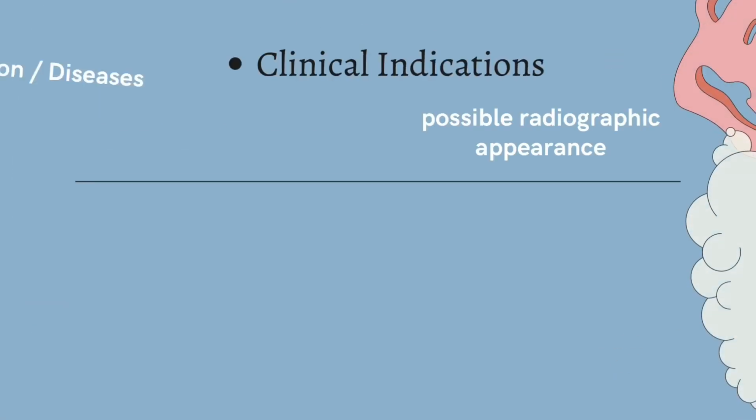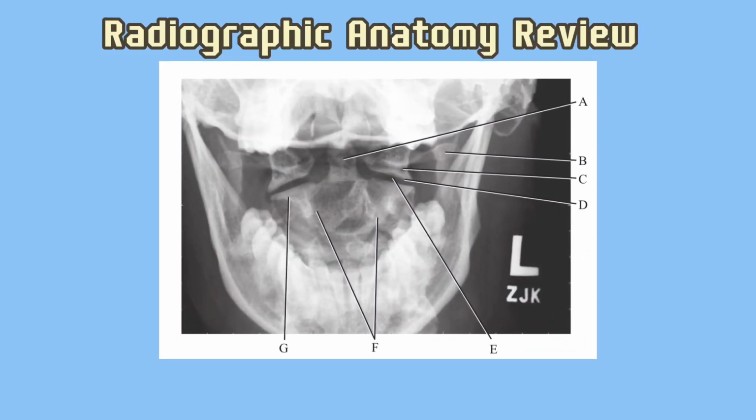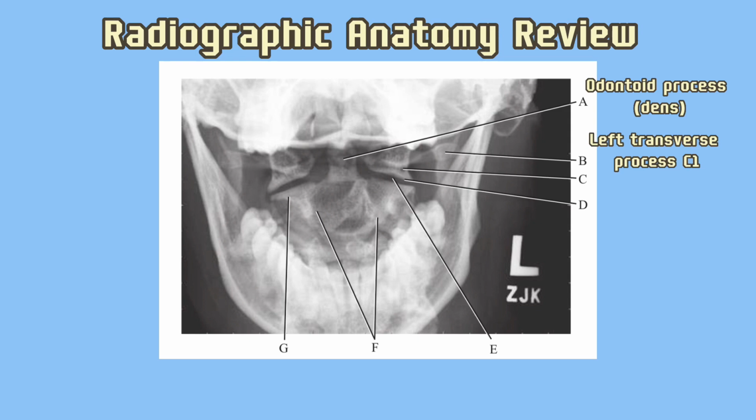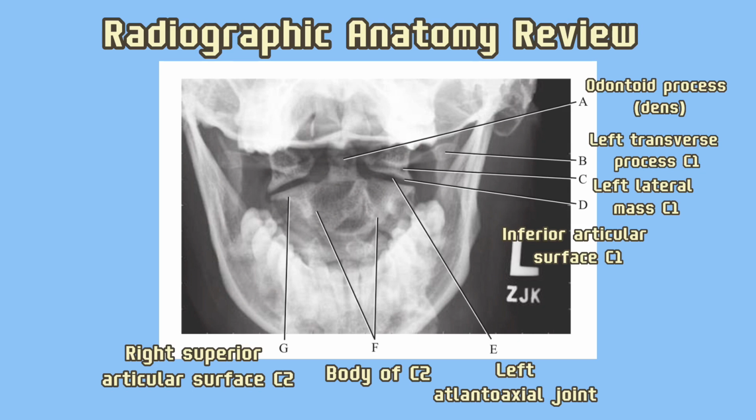For clinical indication, pathology involving C1 and C2 and adjacent soft tissue structures, and it can demonstrate odontoid and Jefferson fractures. Radiographic anatomy review for AP open mouth is: first, A is the odontoid process or dens, B is the left transverse process of C1, C is the left lateral mass of C1, then D is the inferior articular surface of C1, E is the left atlantoaxial joint, F is the body of C2, and next G is the right superior articular surface of C2.